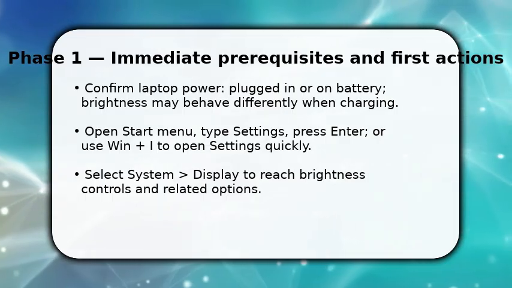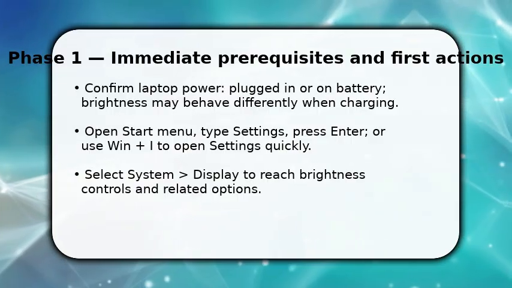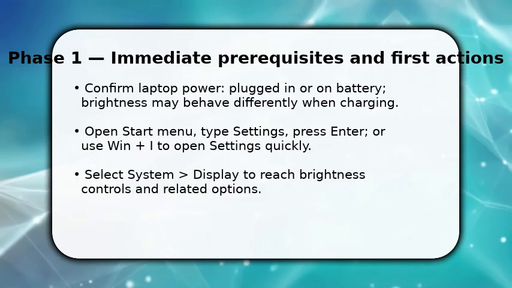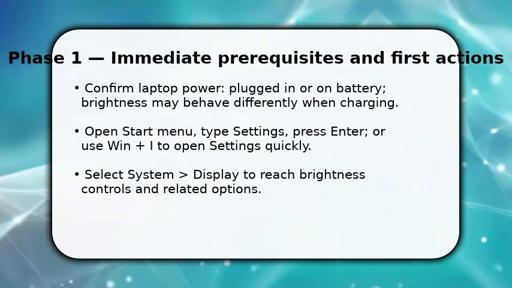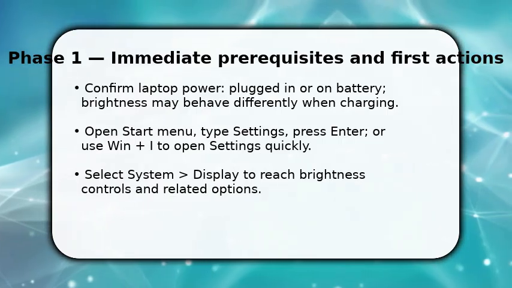Next, navigate to System and then Display. This is where brightness, night light, and scale live together. Make sure you can see the display pane. If not, resize or use arrow keys to focus. This gets you straight to the controls you'll adjust in the next steps.